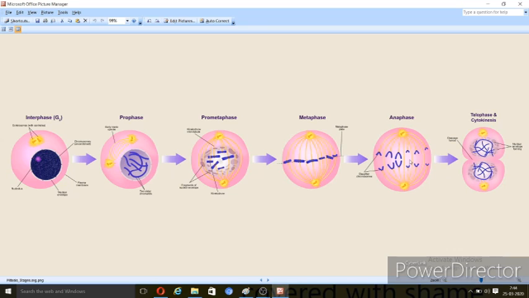And then in telophase what will happen? Each chromosome will reach the opposite pole, and once they reach the opposite pole, there will be a cleavage in the furrow. They will be clipped, and they will form two daughter cells. This separation of one cell into two daughter cells involves the division of cytoplasm. So that is known as cytokinesis.